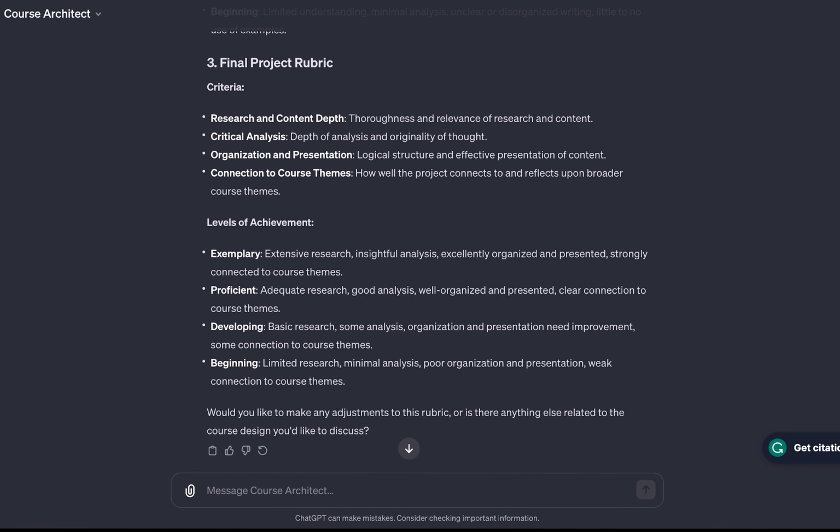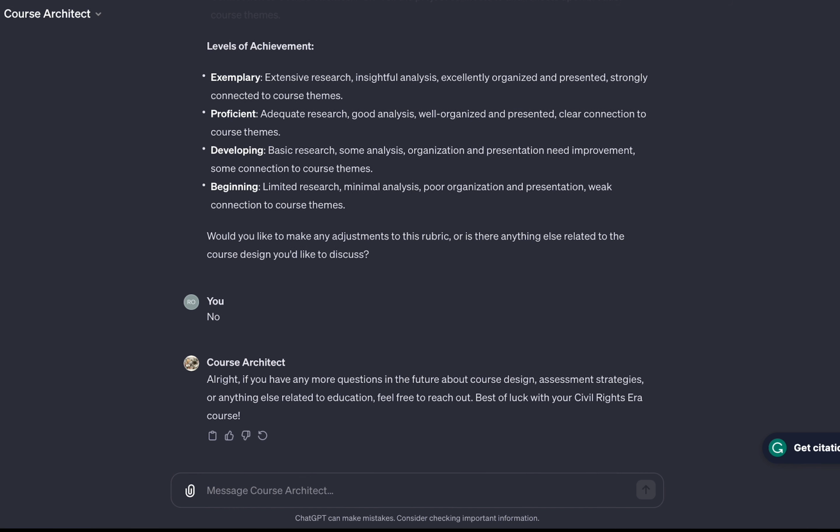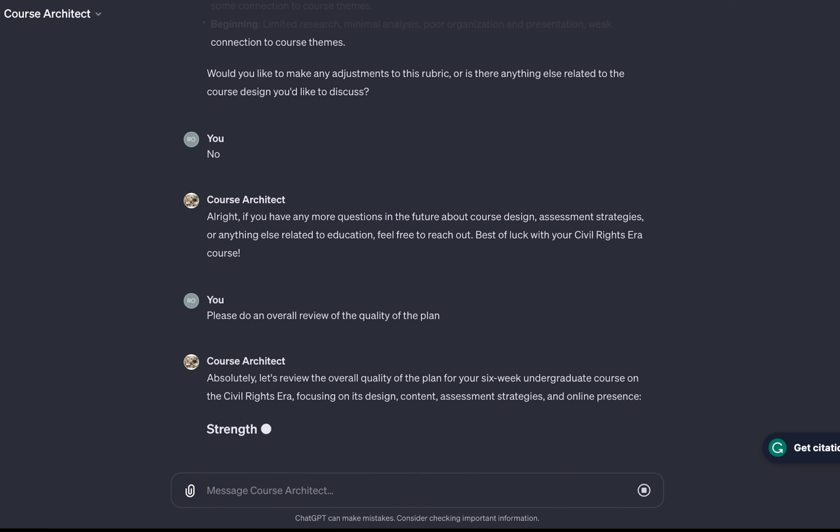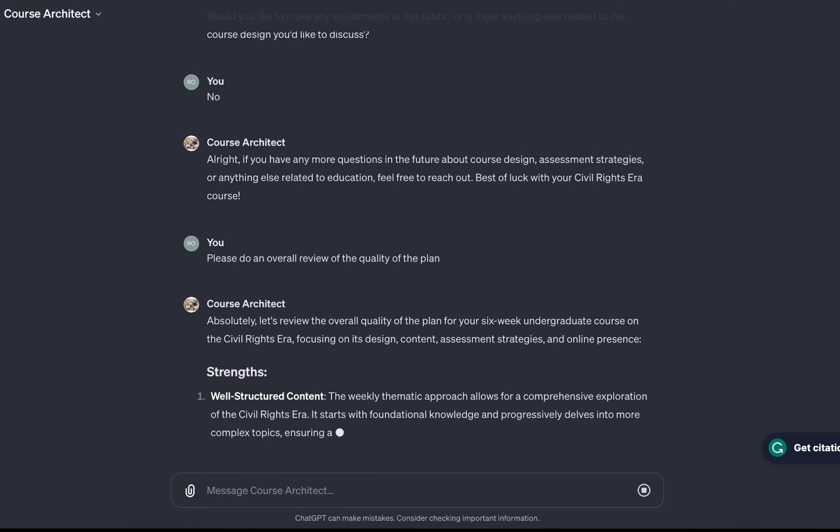It says if I wanted to go further, I said no. At this point in time, it is asking me about assessment strategies and so forth. And at this point, I'm saying, please do an overview as it relates to the quality of the plan that was designed here. And it's going to give me an overview of the quality as it relates to this plan.